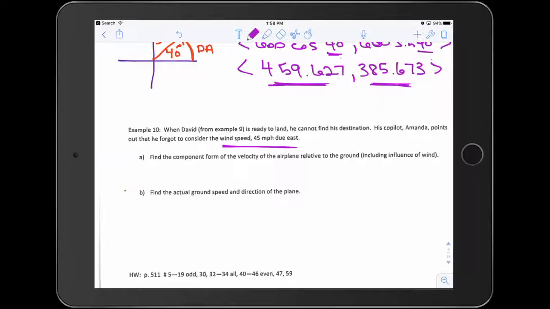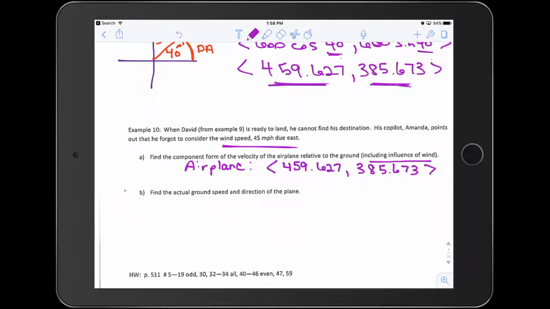So let me just, down here it says, find the component form of the velocity of the airplane relative to the ground, including the influence of the wind. Now, what we do with this, and I don't have a lot of space here, but what I like to do is I'm going to say the airplane's component vector is 459.627, because we've already calculated that, and the other part is 385.673.